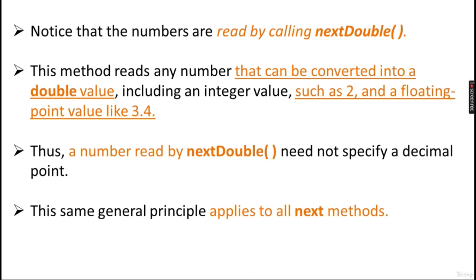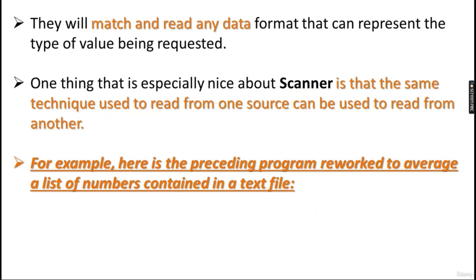It reads any number that can be converted to a double value, including integer values and float values. It can be cast to double. Thus, the number read by nextDouble need not specify a decimal point. It is not compulsory, and the same rule applies to all the next methods. They will match and read any data that can be converted or cast to a particular type.